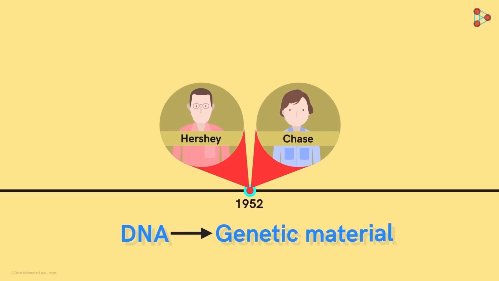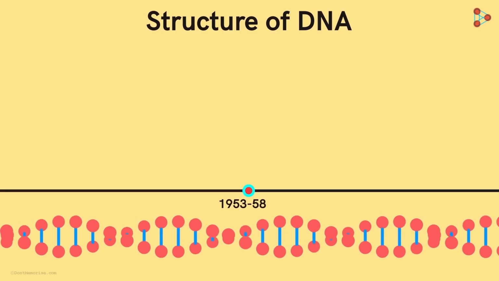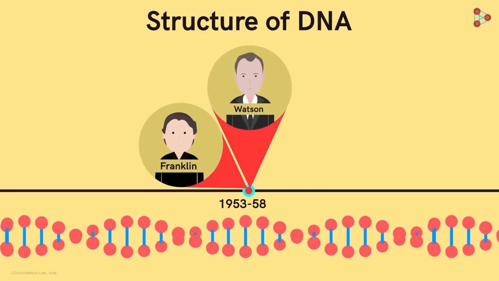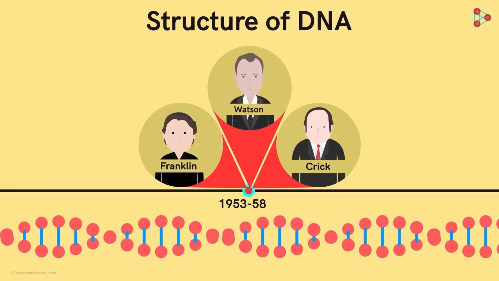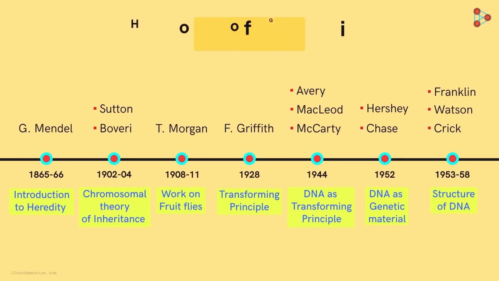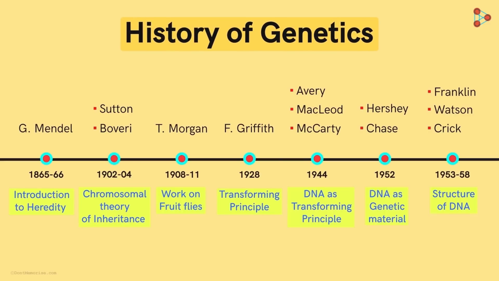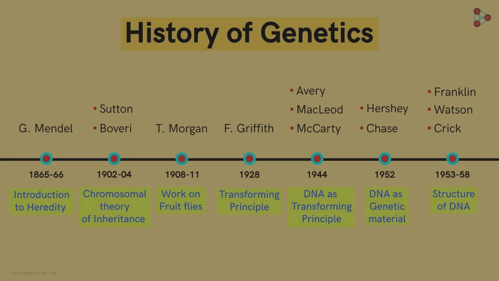Later, the structure of the DNA, built by the efforts of Franklin, Watson and Crick, formed a strong foundation for modern-day genetics. This timeline helps us with the milestones achieved so far in genetics. Let's have a detailed look at each of these experiments and events in the upcoming parts.